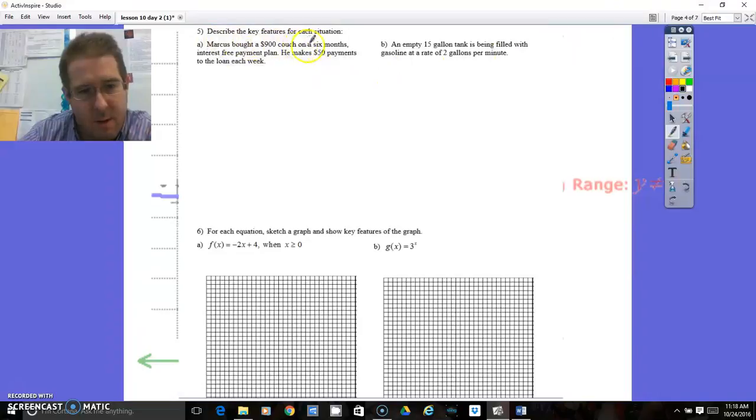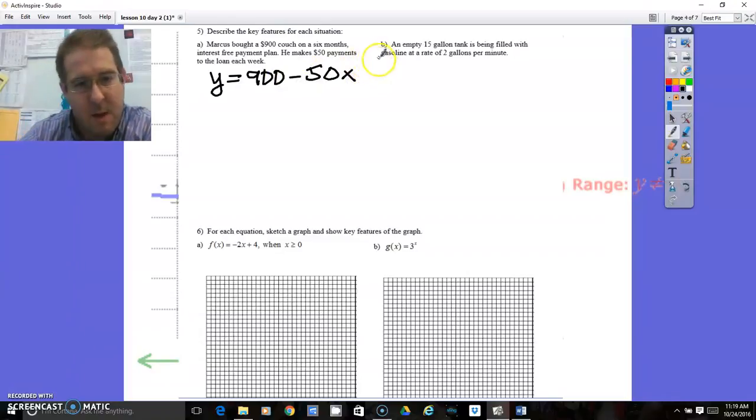So Marcus bought a $900 couch on a 6-month interest-free plan. He makes $50 payments on the loan each week. So this is a linear equation. It's y equals a starting point of $900 minus the $50 he pays, if x is the number of months, or weeks, sorry. He's paying $50 a week. So that's what the equation looks like.